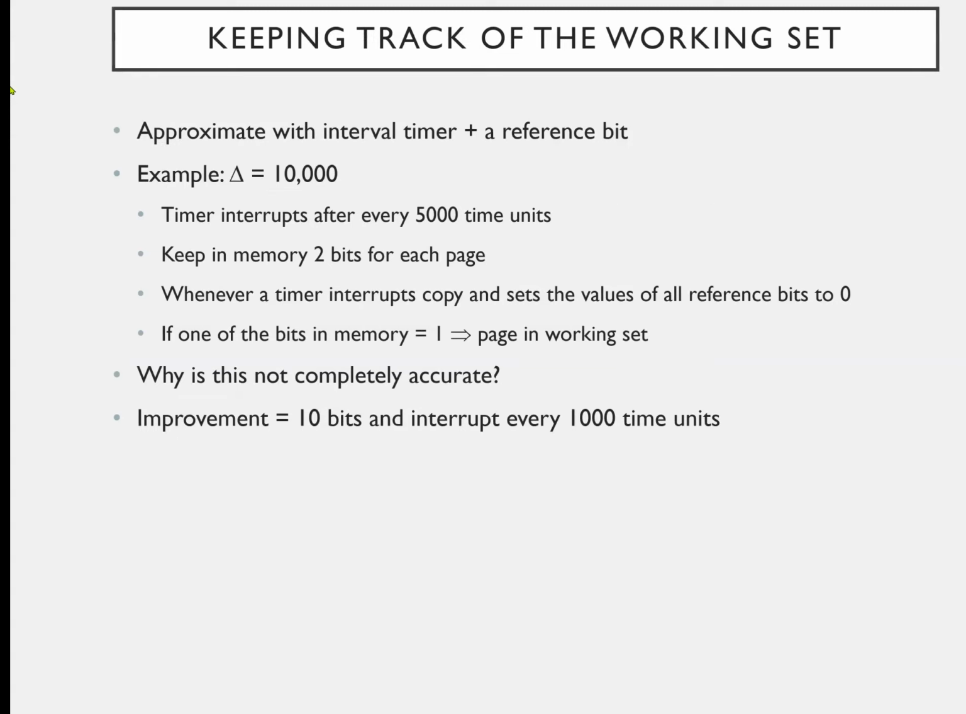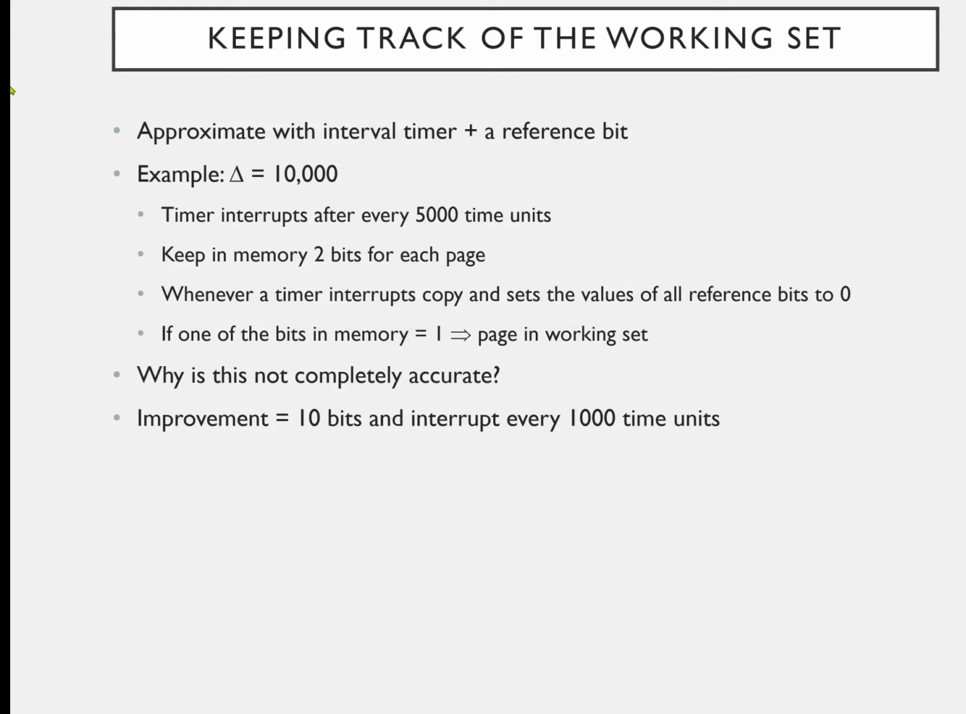So how do we keep track of the working set? We can approximate it with an interval timer and a reference bit. For example, if delta equals 10,000, the timer interrupts after every 5,000 time units. We keep in memory 2 bits for each page. Whenever the timer interrupts, we copy and set all the values of the reference bits to 0. If one of the bits in memory equals 1, the page is in the working set.